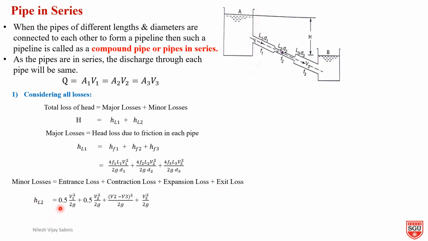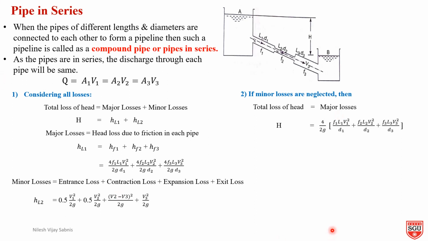So HL2 is equal to 0.5 V1 square by 2g plus 0.5 V2 square by 2g plus (V2 minus V3) bracket square by 2g plus V3 square by 2g. These are the minor losses. If minor losses are neglected, then total loss of head is equal to major loss, which is nothing but 4 by 2g and the remaining terms as they are, or this equation is representing the total loss. If discharge through the pipe is given, then the above equation will change to this. These all are about when pipes are connected in series.